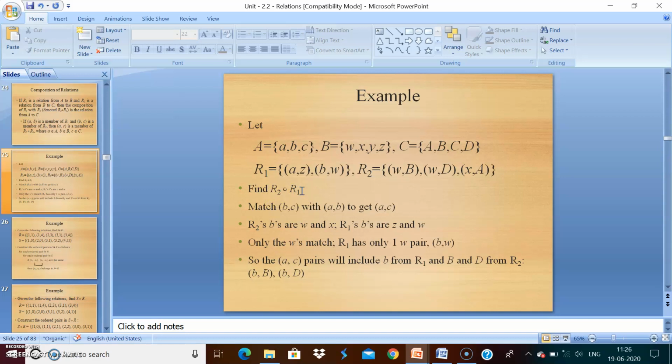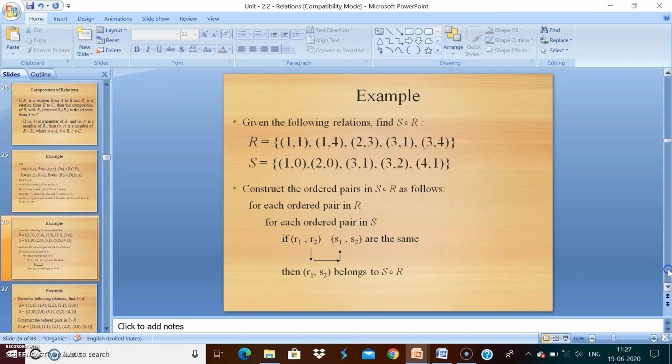First check R1: (a, z), (b, w). For (a, z), is there any relation starting from z? No. Next (b, w): (b, w) and (w, b) give finally (b, b). Next (b, w) and (w, d) give (b, d). So finally R2 of R1 is {(b, b), (b, d)}. That is the composition of relations.